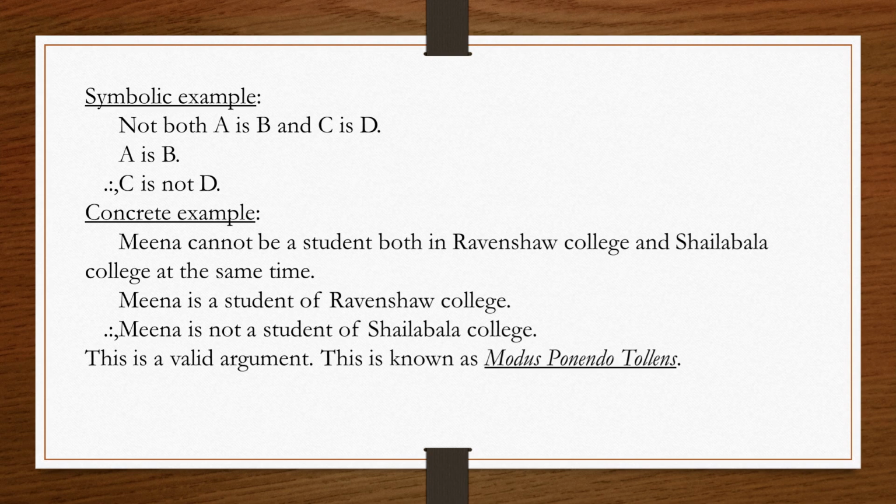So, if she is a student of Ravenshaw College, then she cannot be a student of Shailabala College. At different times she may be a student of either, but at the same time she cannot be a student of Shailabala College. So, this is your valid form, valid argument, and this is known as modus ponendo ponens.